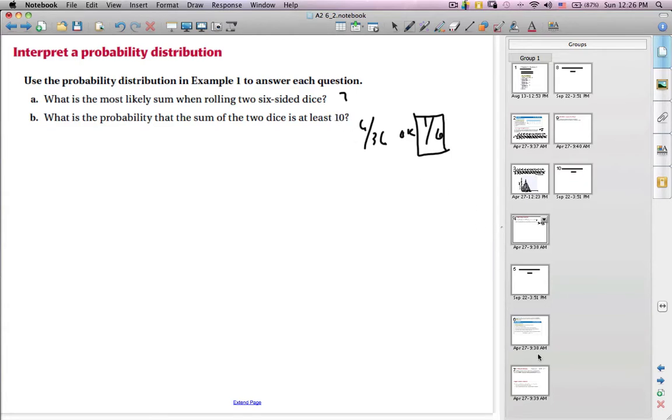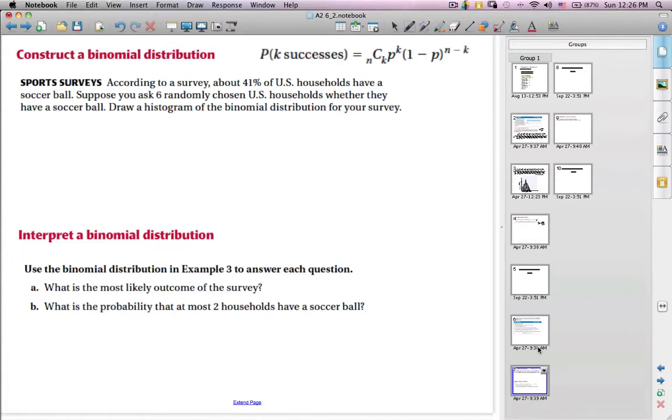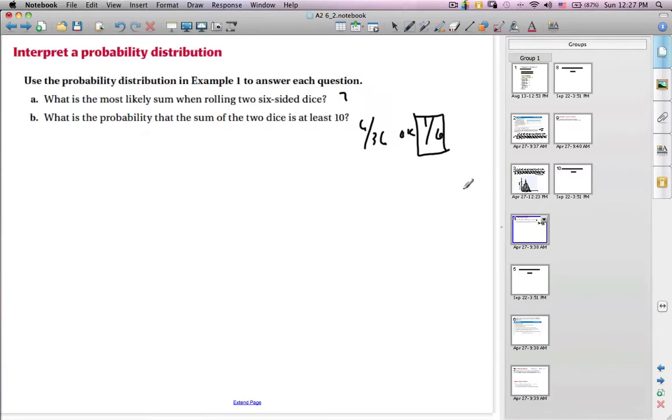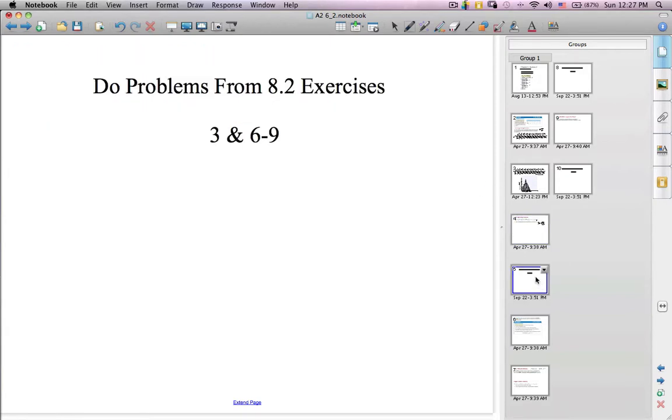Okay, so we created a binomial distribution for the probability of the result of rolling dice. And then we interpreted this information by looking at the graph we've made and the table we've made and using it to answer questions. Okay, so I want you to practice doing that. Do problem 3 and then problems 6 through 9. Those all deal with one binomial distribution. So go ahead and practice this a little bit and then come back.